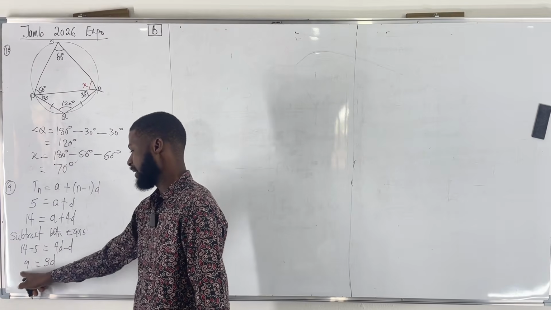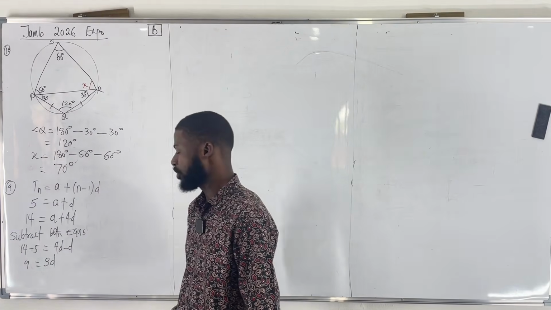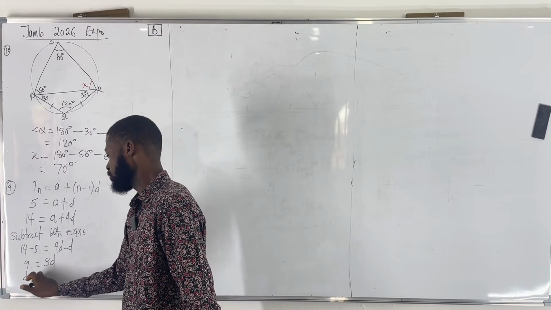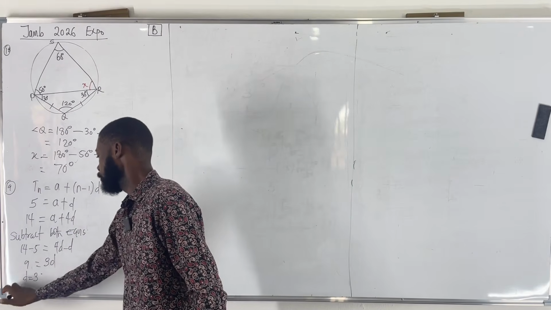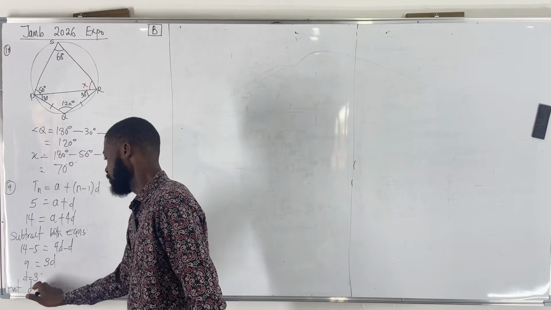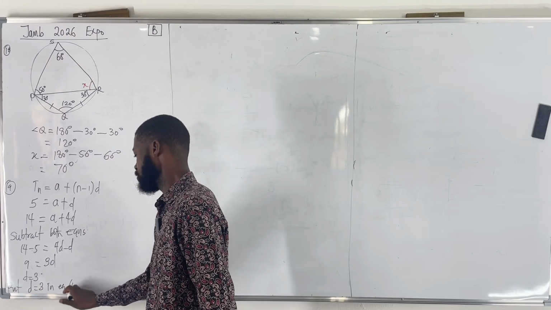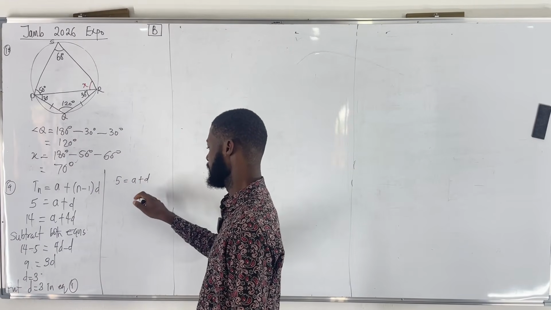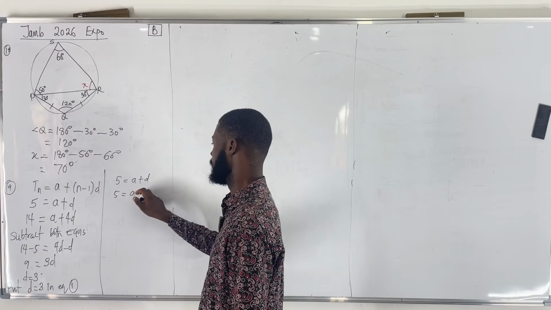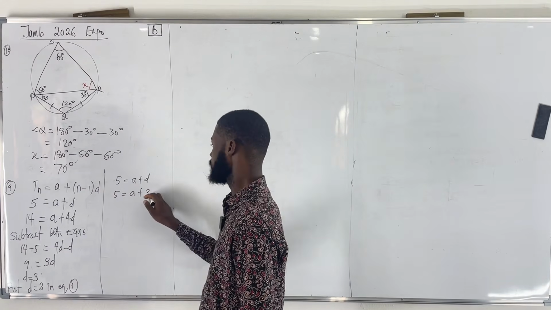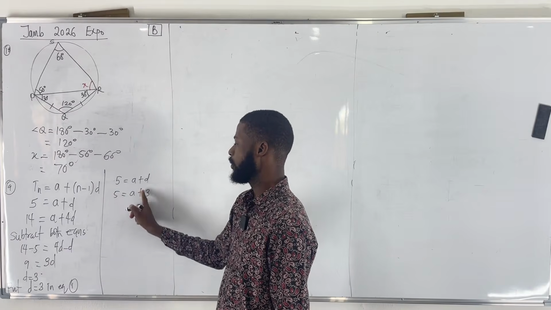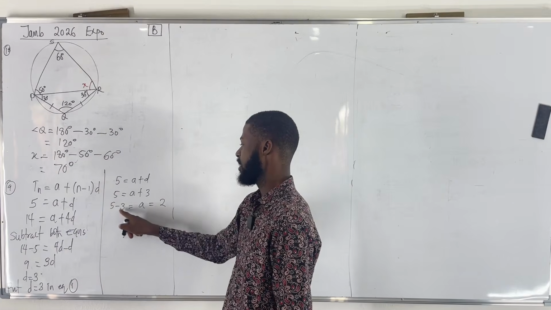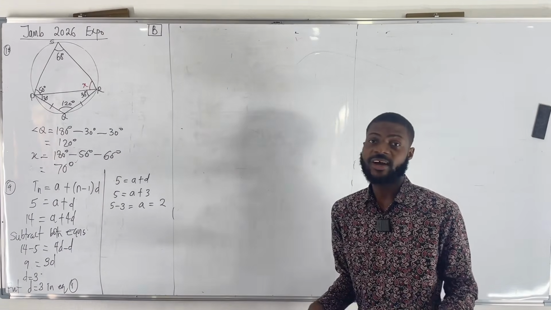Now you divide both sides by 3. When you divide both sides by 3, what would d become? d has to be 3, right? Because 9 over 3 is 3. So d is equal to 3. The next thing I will do is to put d equal to 3 in equation 1. So equation 1 is 5 equals a plus d. So this will be 5 equals a plus 3. Now when you take the plus 3 to the other side, what would you have? You're going to have minus. So 5 minus 3 is equal to a. So this is 2, because 5 minus 3 is equal to 2. So that's the value of a.